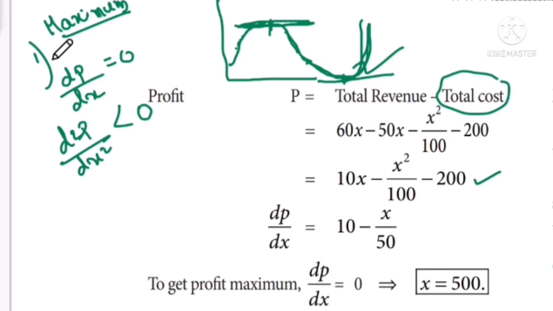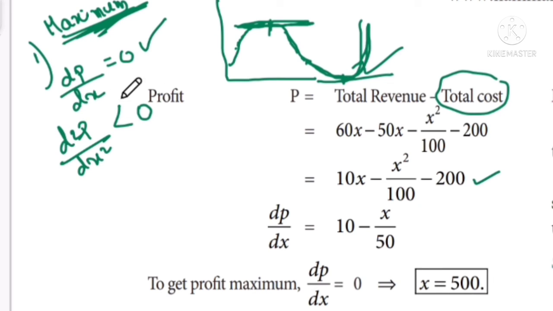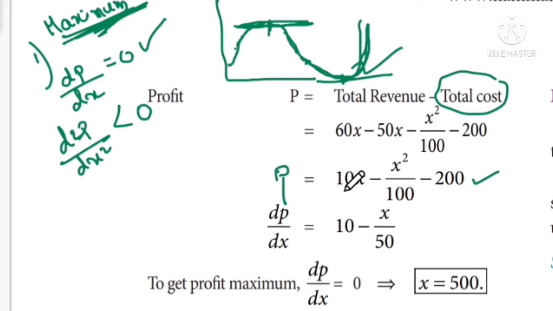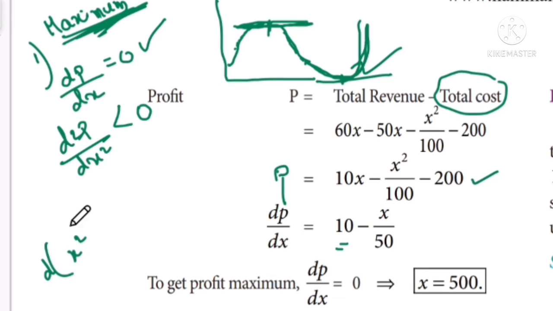The slope is increasing. For maximum profit, what should we do? First put dp by dx equal to 0 and then find that the second derivative is less than 0. So we are finding dp by dx. This is the profit function. You are differentiating this. So 10x differentiation is 10. X square differentiation is 2x. So 2x by 100 becomes x by 50.